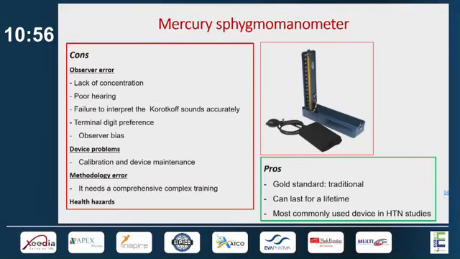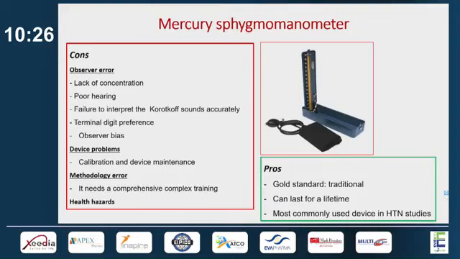But this device has many limitations. The first limitation is related to the technique of measuring blood pressure, the observer error. If the observer has lack of concentration, has a hearing defect, fails to interpret the Korotkoff sounds, or has bias towards terminal digit rounding, then there will be error in measurement. The second error is related to the maintenance of the device itself.